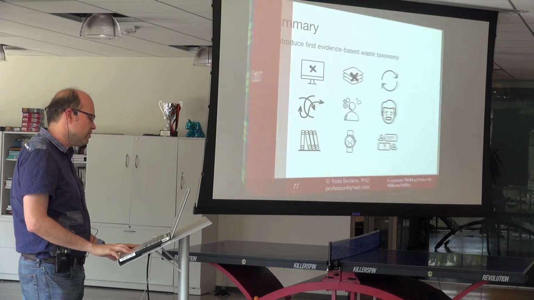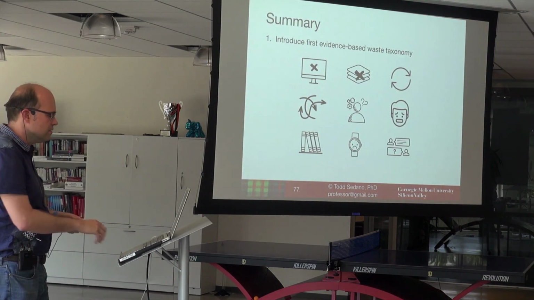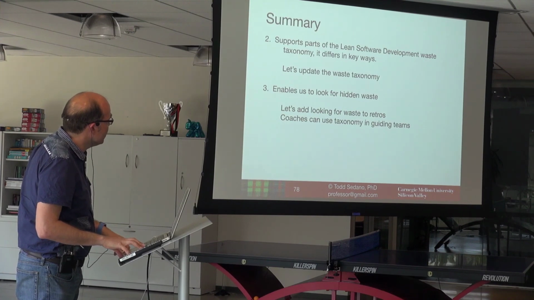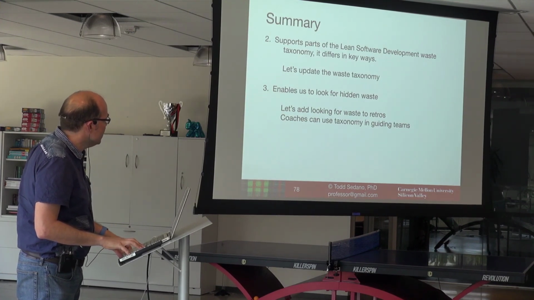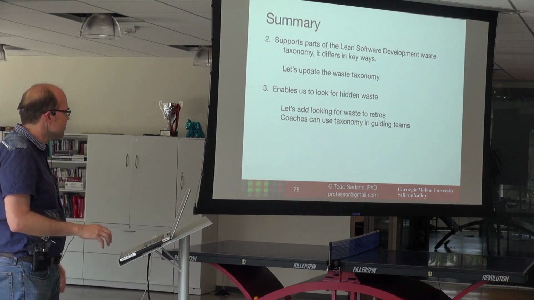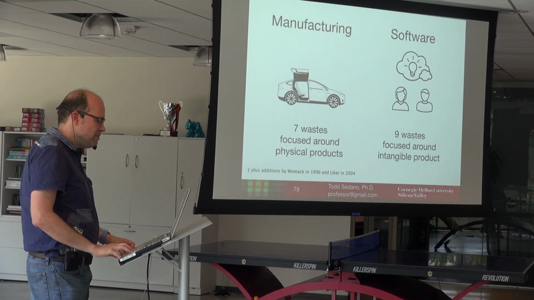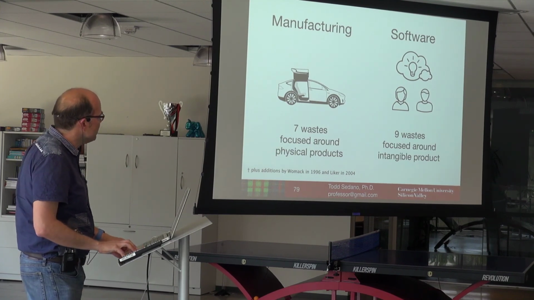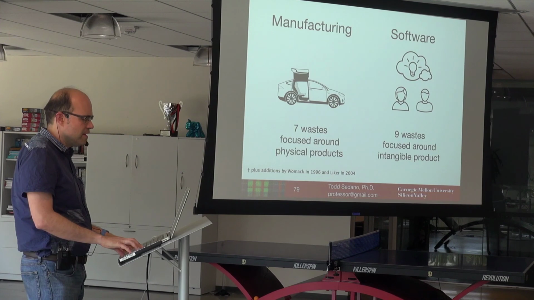So in conclusion, we have the first evidence-based waste taxonomy. The paper gets into this. It supports parts of lean software development waste, but it differs in key ways. And it enables us to look for hidden wastes. So let's start looking for them. In manufacturing, there were 7 wastes focused around physical products. In software development, there are 9 wastes focused around an intangible product.